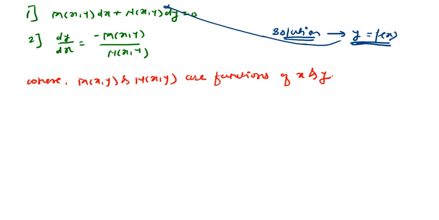Out of that, the first method to find the solution of the differential equation is called the variable separable form of the differential equation. Now, what does variable separable form mean? Firstly, we will see what it means. In short, this is also called VSF form. So what is variable separable form?